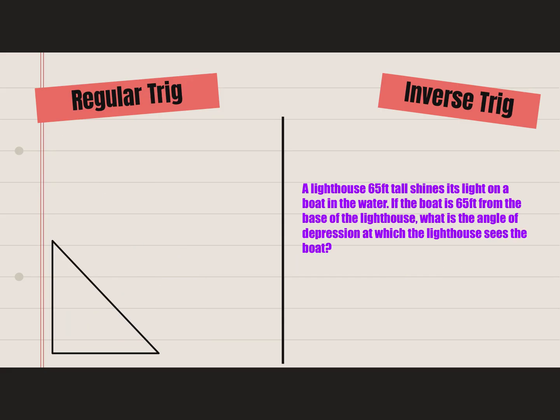Okay, first we're going to do a regular application of trig. We call it regular trig when we're looking for a missing side. And for that to work, we would need to have an angle, specifically one of the acute angles.